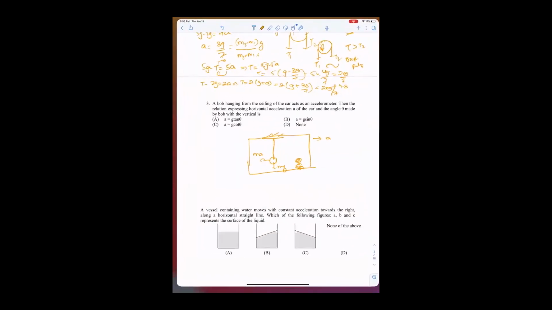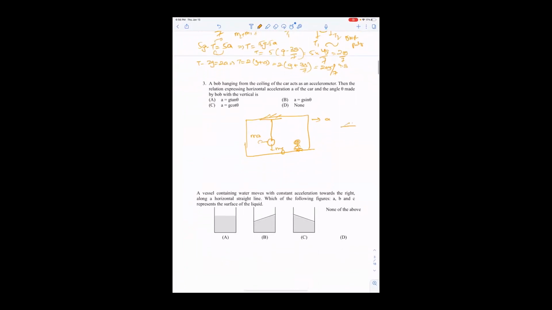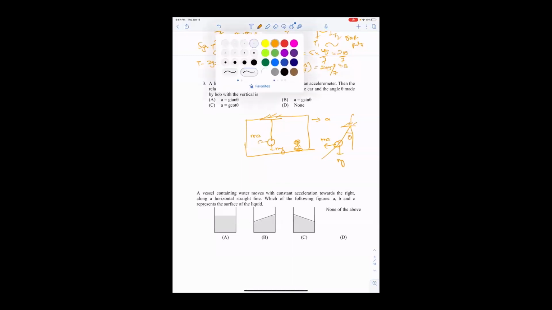So here, when it goes with an acceleration, there is a pseudo force. I'll draw a free body diagram. Because of ma, what happens? We'll come to equilibrium somewhere here. This is ma, this is mg. With the vertical, this angle is theta. If you extend this, these are two parallel lines, transverse, so this will also be theta, right?